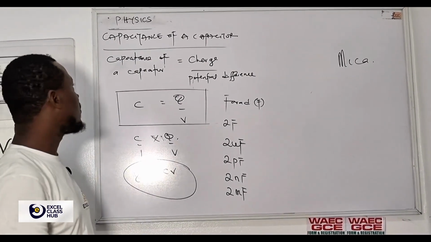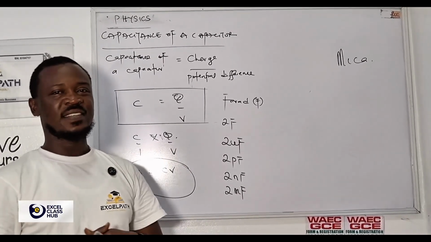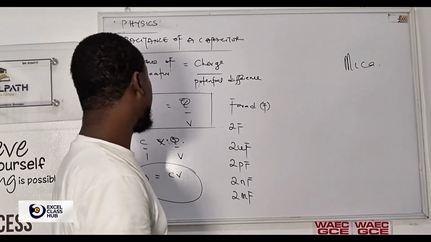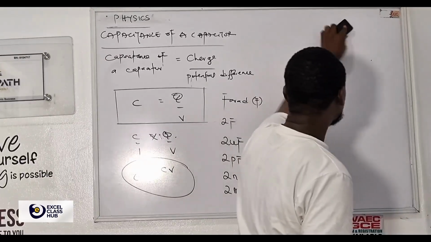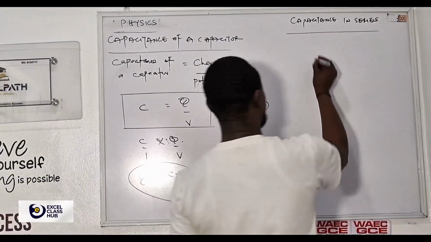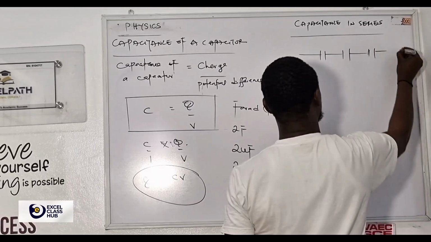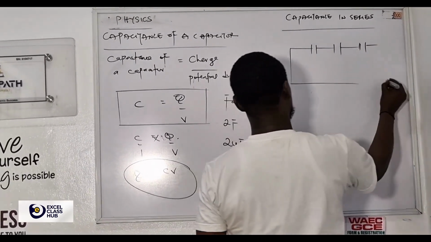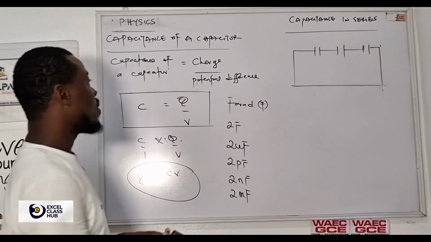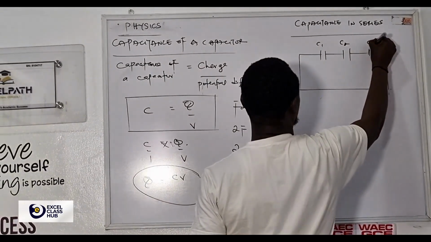So from this aspect now, capacitors can be arranged in series, and they can also be arranged in parallel. Let's take a look at this. Capacitance of a capacitor when it is arranged in series. You have something like this. This is capacitance in series. Remember, I said the symbol for capacitance is C. But this is capacitors in series. You have C1, C2, C3.